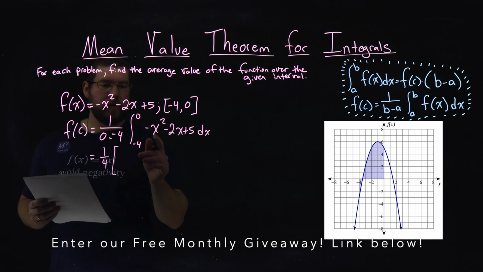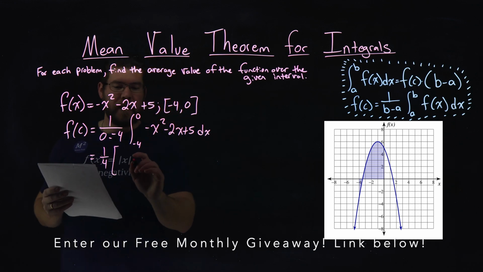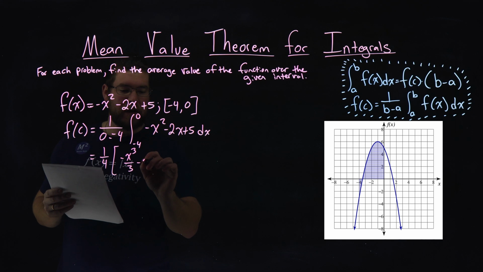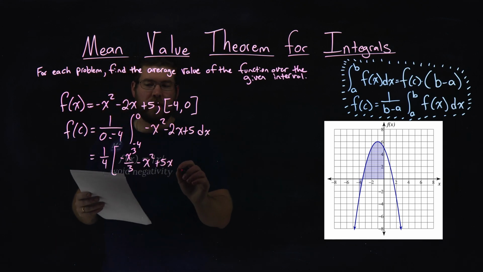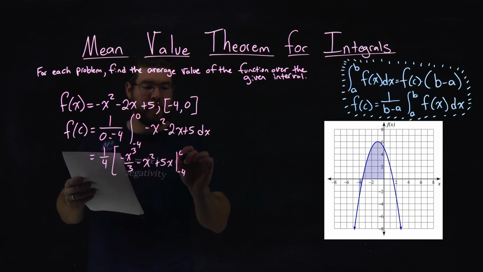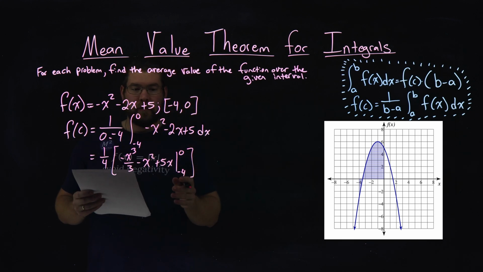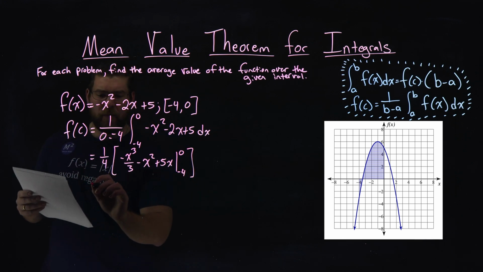Now we're going to take the integral here of negative x squared minus 2x plus 5, and we get negative x to the third over 3 minus x squared plus 5x. And we're integrating this from negative 4 to 0. Okay? And we're going to go plug them in.